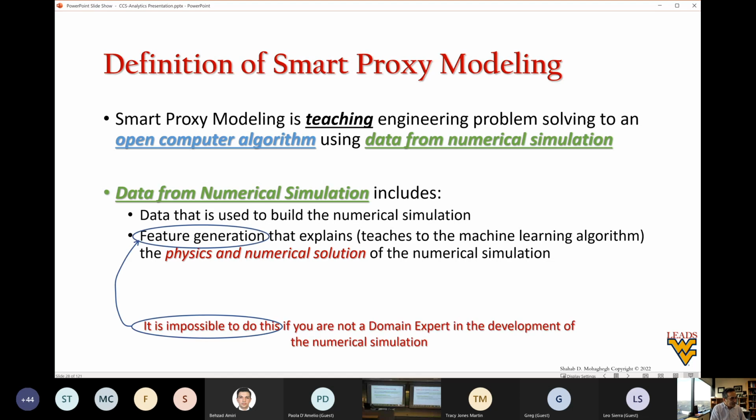So here's a question. Is it possible to do that if you're not a domain expert in the development of the type of numerical simulation you're dealing with? In this case, we're talking about numerical reservoir simulation. Is it possible for you or for anyone to do this feature generation in order to teach the machine learning algorithm the physics and numerical solutions of the mathematical equations that have been used in numerical reservoir simulation? It's impossible to do that if you're not a domain expert. You will see in a few minutes when I show you the development.